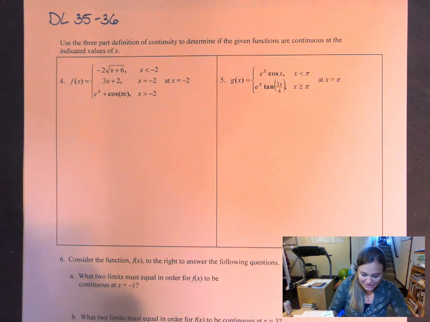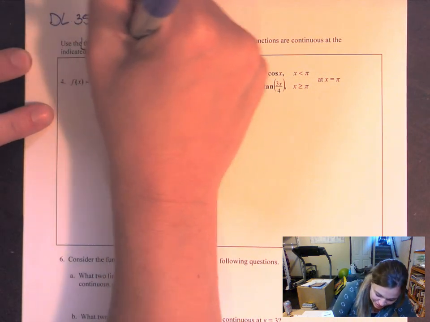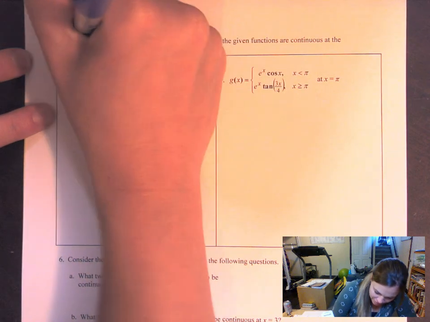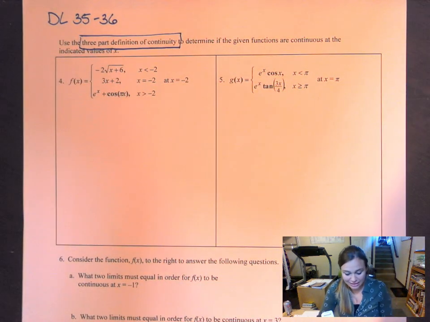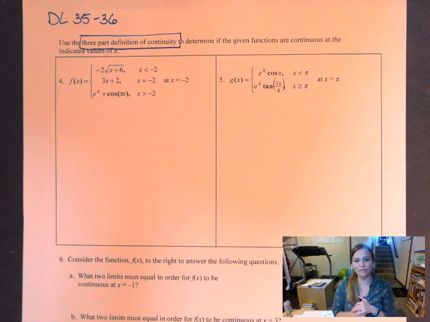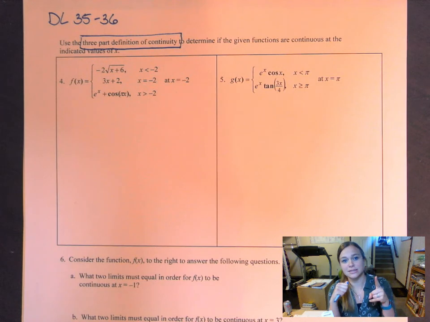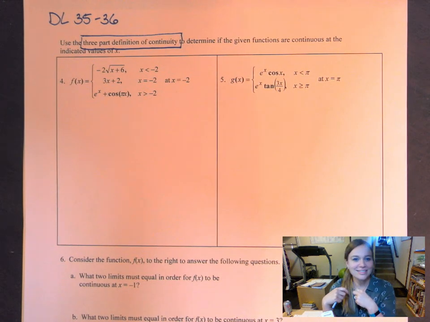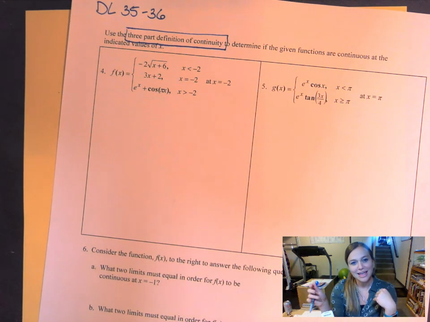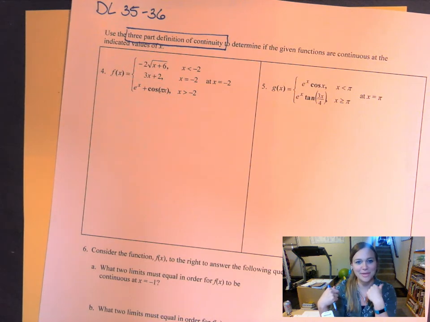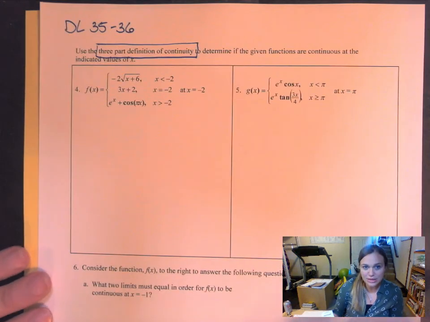So in this one, it says use the three-part definition of continuity to determine if the given functions are continuous at the indicated values of x. So let's think about this. For a function to be continuous, the first thing that it needs to be is defined. The second thing is, the limit has to exist, or you can say the limit from the left equals the limit from the right. And the third thing is the function value must equal the limit. Okay, great. So let's do this.